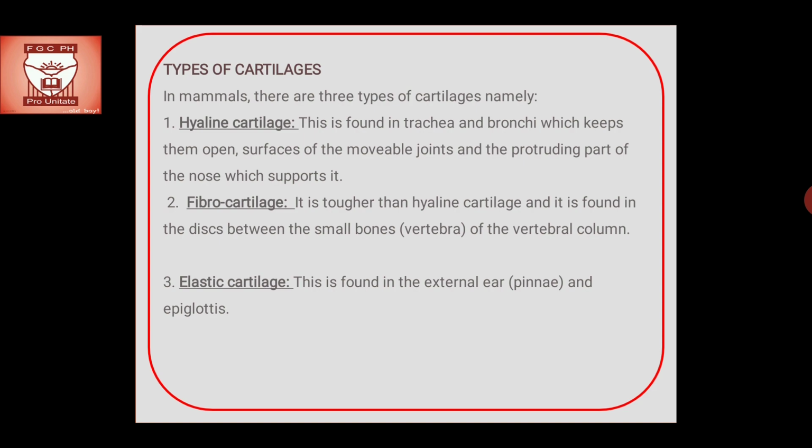This particular elastic cartilage is found in the external ear. This is our external ear. We call it pinna. That is where it is found. And then it is also found in the epiglottis.